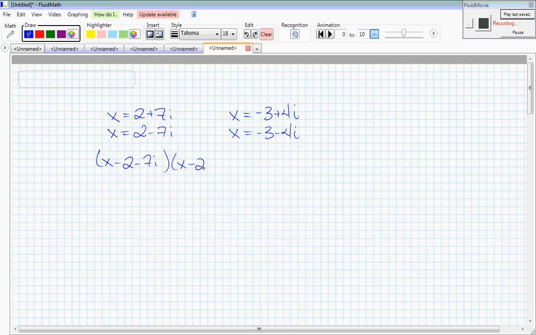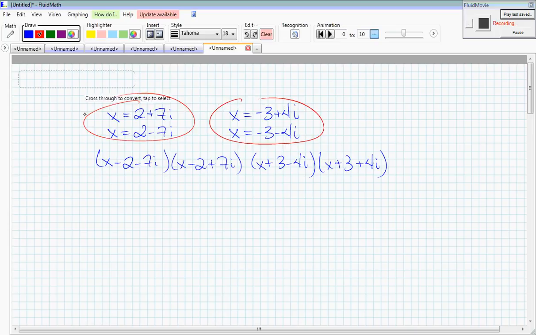This factor would become x minus 2 plus 7i. And what we're going to do is multiply these together. We're also going to multiply together these factors: x plus 3 minus 4i and x plus 3 plus 4i. Now, we could go ahead and distribute this trinomial over this trinomial and then this one over this one. Either way, I would recommend multiplying these together, and then multiplying their products, because the i's are going to cancel out in a way that's going to make this problem a little bit easier.